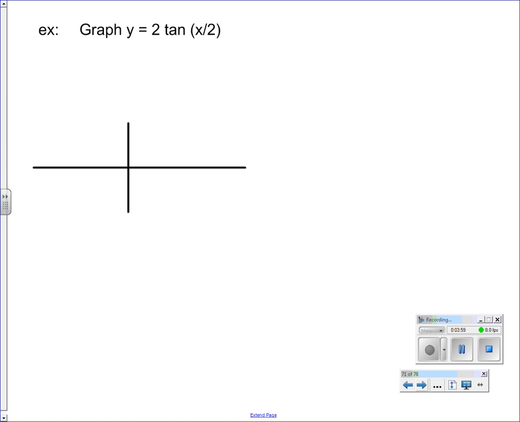Here's the first example. We're going to graph y equals 2 tangent x over 2. So first thing is, let's identify all the transformations we have. First thing, we have the 2 out front. Right, this is going to be a vertical stretch on the graph. And the other thing we have is also similar to what we looked at with sine and cosine. We have a frequency. Here that frequency is 1/2. Since we have x over 2, the frequency is 1/2.